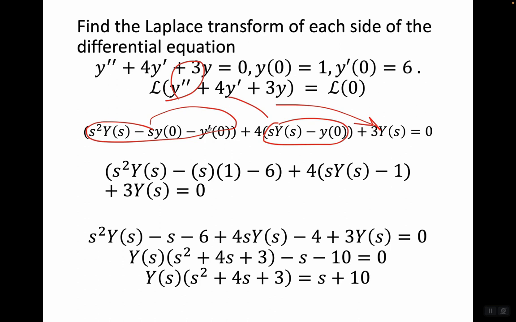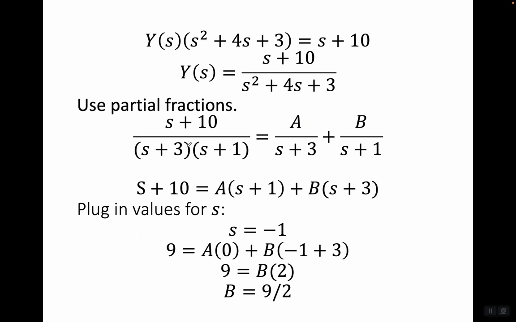So when we substitute in 1 for y of 0 and 6 for y prime of 0, this is what we end up with. Again, y of 0 makes another appearance here. Plug those in, and then let's distribute and simplify. So s squared Y of s minus s minus 6 plus 4s Y of s minus 4 plus 3Y of s equals 0. Factor out the Y of s, and we end up with this. Get the s plus 10 on the other side, and then we have Y of s times s squared plus 4s plus 3 equals s plus 10. So this is what we have from the previous slide. Let's divide both sides by s squared plus 4s plus 3, and we've got this.